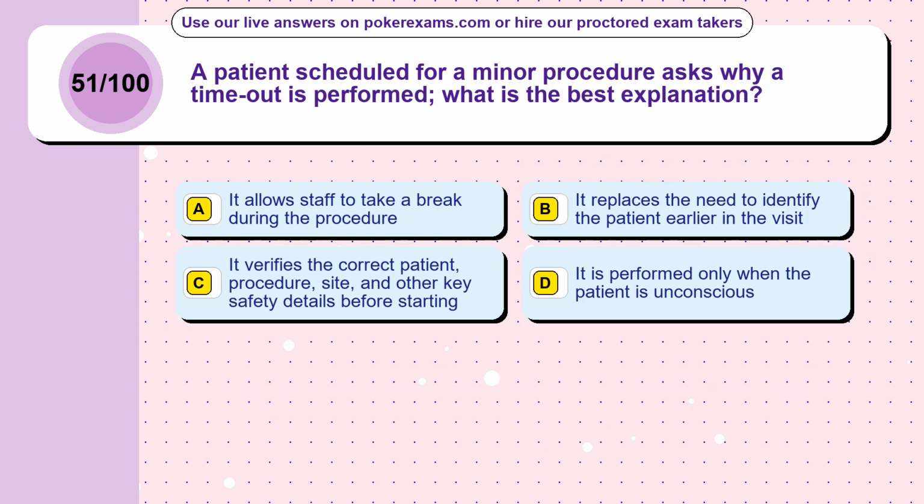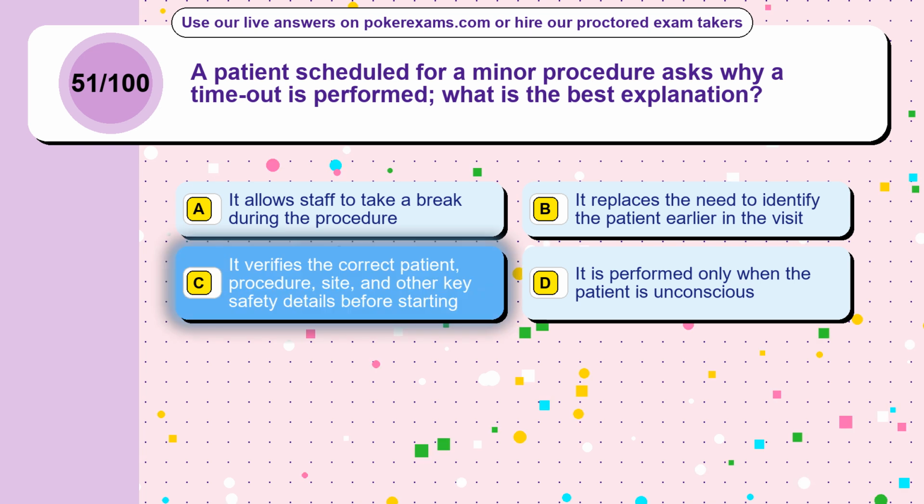Question 51. A patient scheduled for a minor procedure asks why a timeout is performed. What is the best explanation? Option A. It allows staff to take a break during the procedure. Option B. It replaces the need to identify the patient earlier in the visit. Option C. It verifies the correct patient, procedure, site, and other key safety details before starting. Option D. It is performed only when the patient is unconscious.